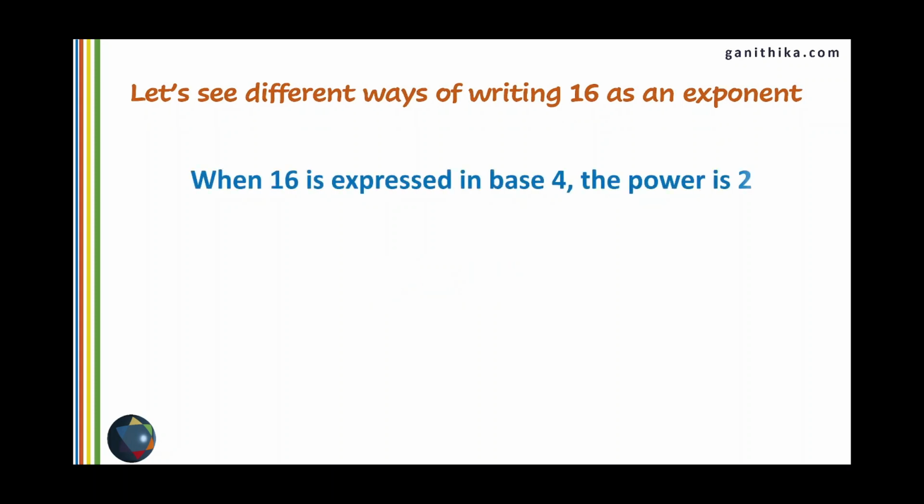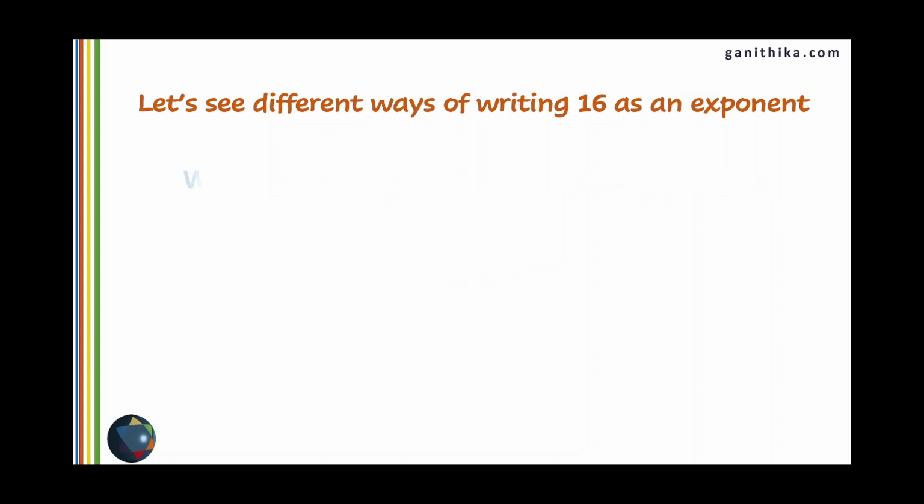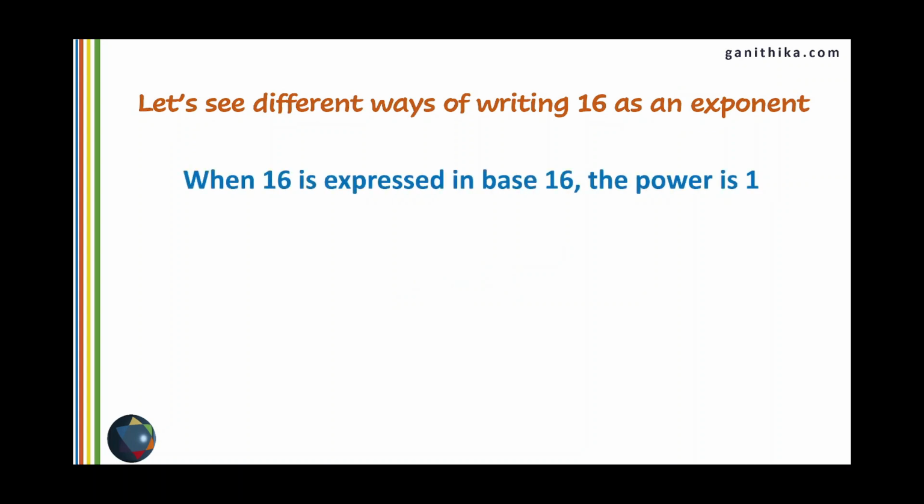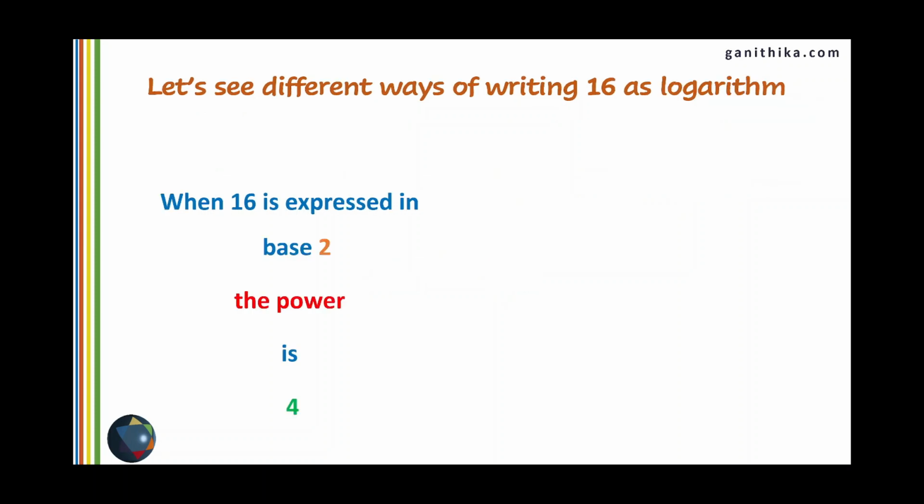Whereas when 16 is expressed in base 4, the power is 2, which means 4 squared is equal to 16. So 16 becomes 4 to the power of 2. Whereas when 16 is expressed in base 16, the power is 1. And this is the exponential form of the statement given. Let's see how to change this into logarithms. When 16 is expressed in base 2, the power is 4 and the exponential equation is 2 to the power of 4 is equal to 16.